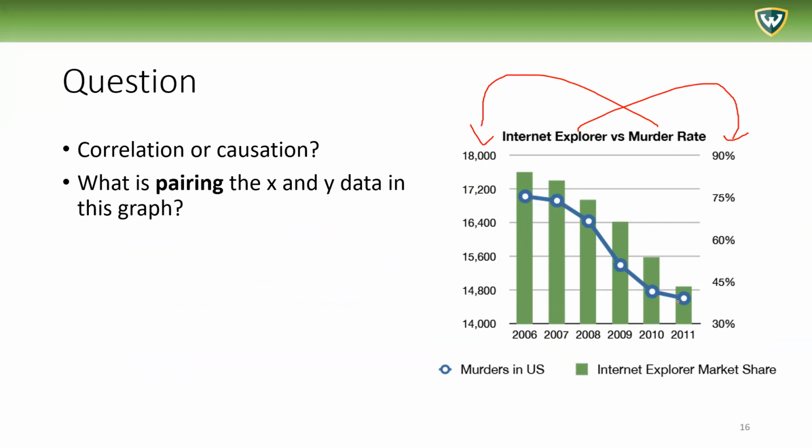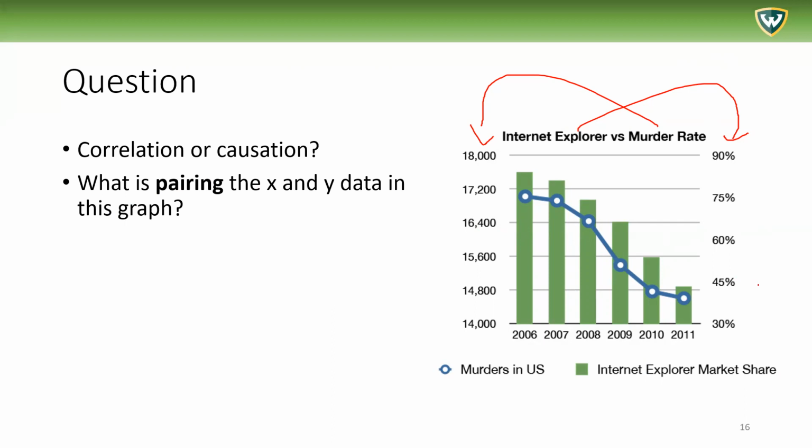As murder rates go down, so does the share of Internet Explorer, which is a browser for computers. So they have nothing to do with each other, but you can see they move together. Now, this may be kind of a silly example, but just to emphasize the point that correlation is not causation. I think a more interesting question may be, what is pairing the X and Y data in this graph? We talked about pairing in the previous video. What is pairing them? Think about it.